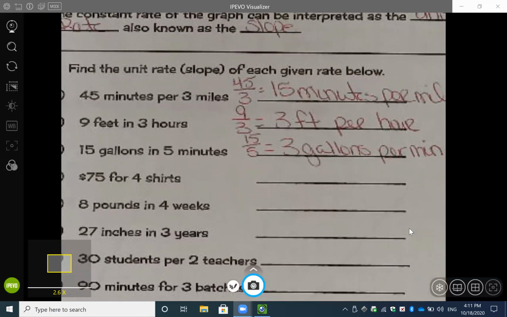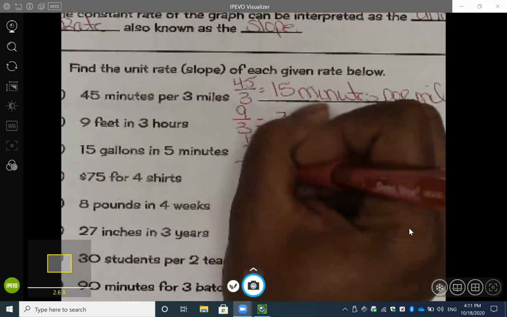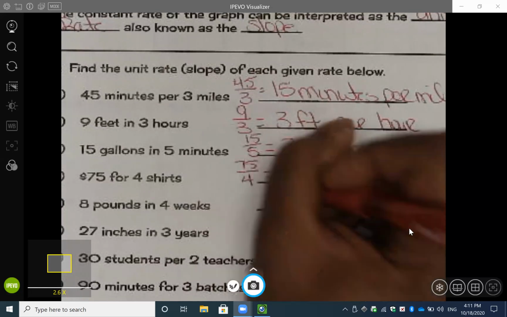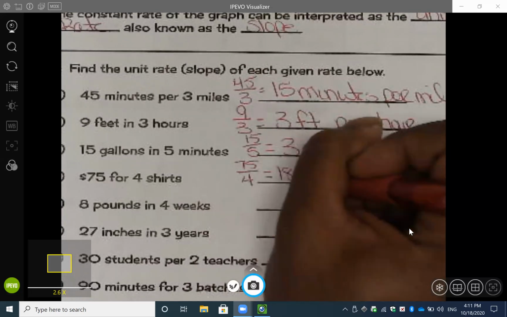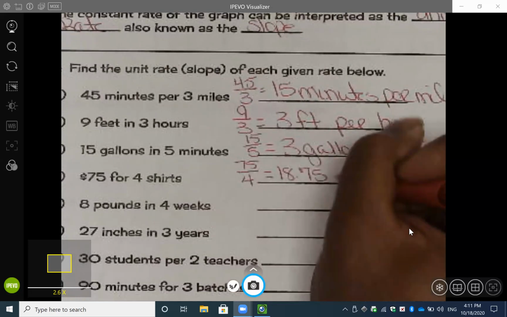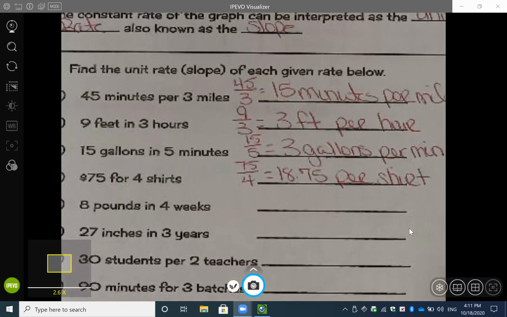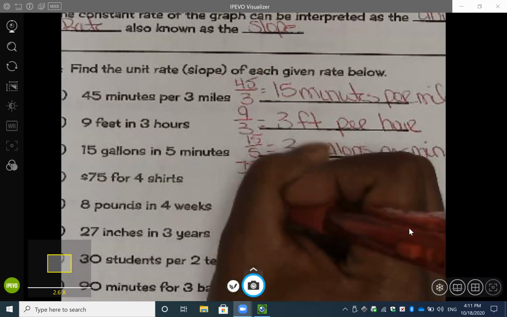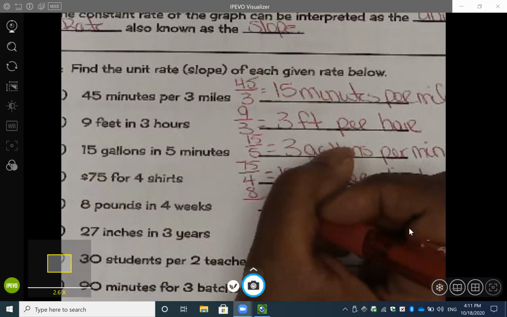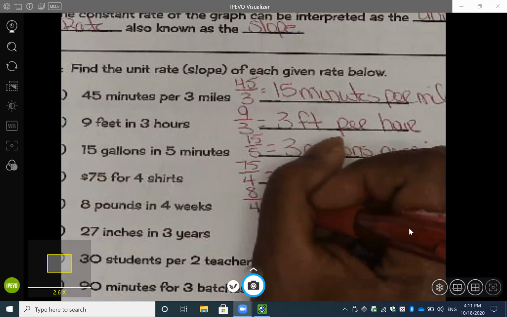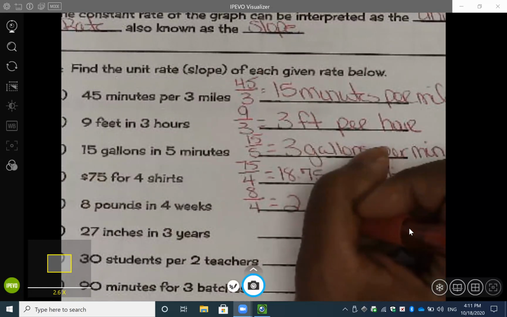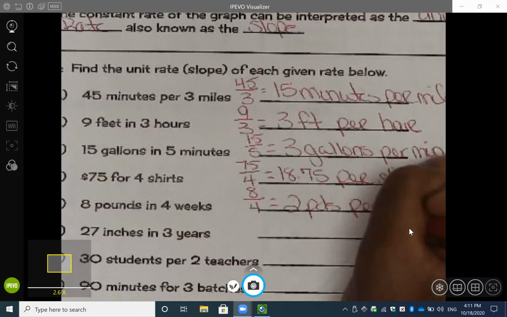$75 for 4 shirts if you go shopping. So you are basically paying $18.75 per shirt. Someone's gaining or losing 8 pounds, or gaining because it's a positive 8, gaining 8 pounds in 4 weeks. So they basically gain 2 pounds per week.